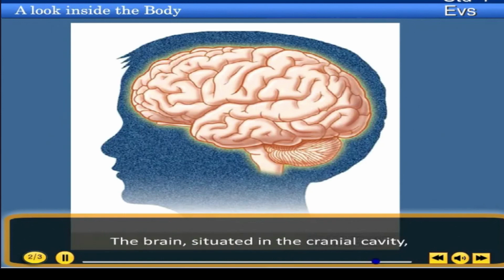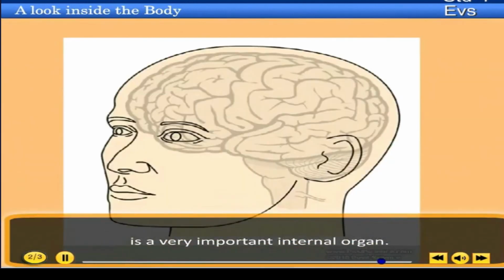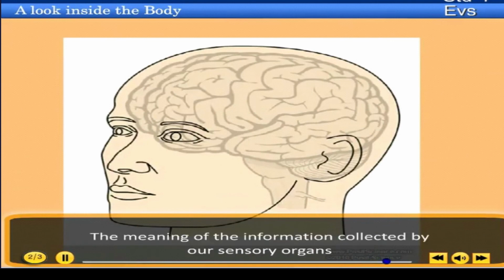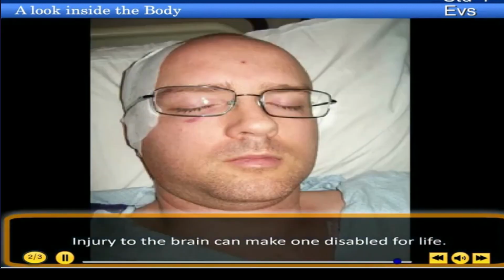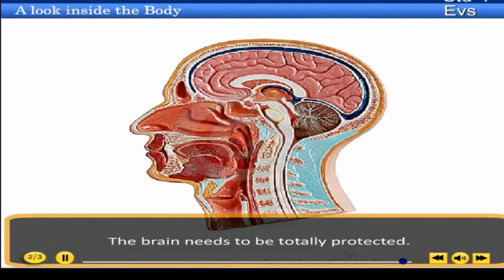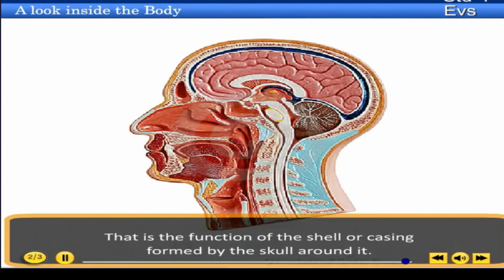Brain. The brain situated in the cranial cavity is a very important internal organ. It controls all that we do. The meaning of the information collected by our sensory organs is also understood in the brain. Injury to the brain can make one disabled for life. The brain needs to be totally protected. That is the function of the shell or casing formed by the skull around it.